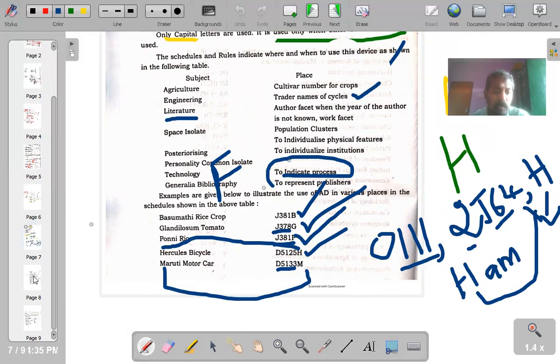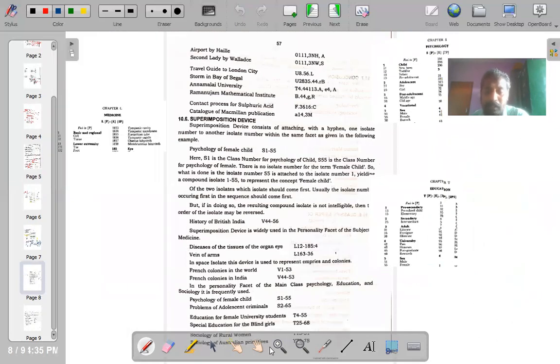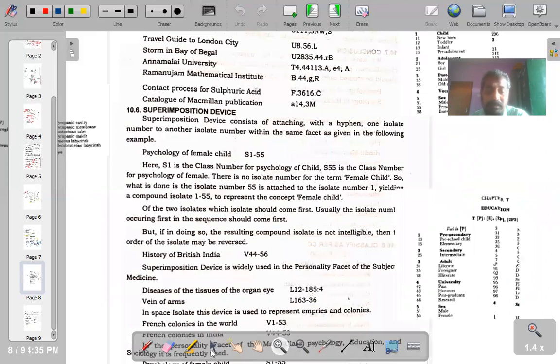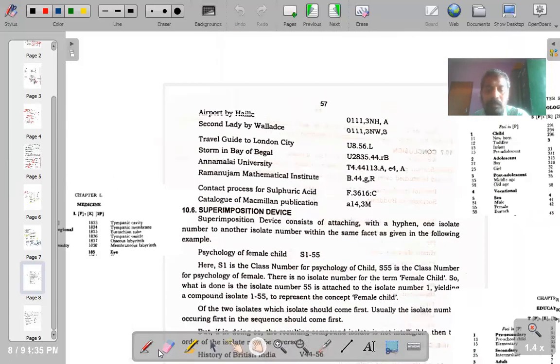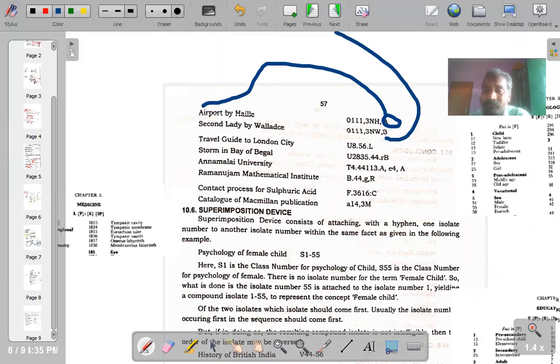Okay. One minute. Let me move on to the next page. Yes. Here is a continuation of the alphabetical device. It's a very, very interesting alphabetical device. You can just see here. For example, as I told you, this is Airport, a novel written by Hailey. CO111,3NH,A. So this A is nothing but the first letter of the book written by him called Airport. Second Lady by Ballads is another story, a fiction. This S is the first letter of the novel Yes. That is how the alphabetical device is used.